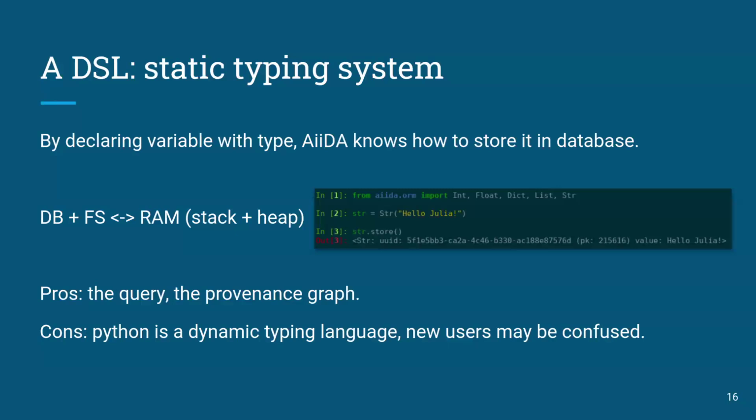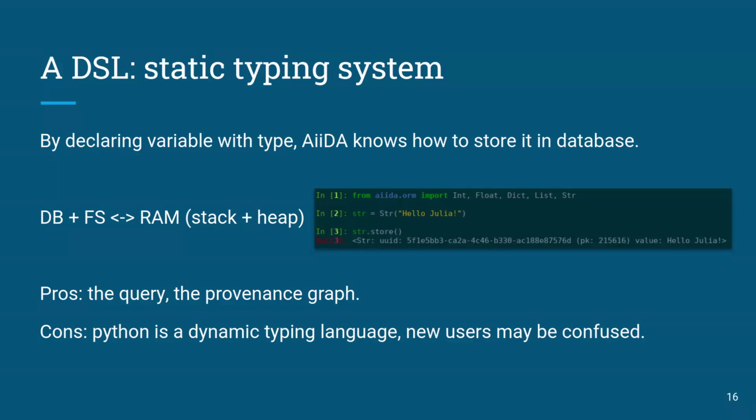Extend on these two items. First, AiiDA is built around the database, with a handy query language and a provenance graph that you can trace back in the data to find what input you provided. So this is the pro of having this design.